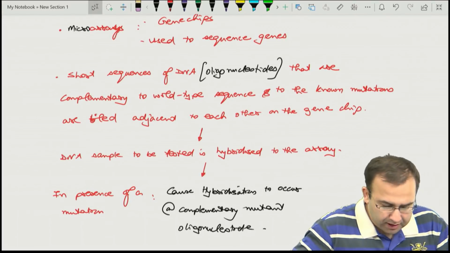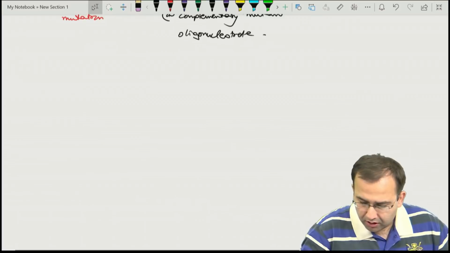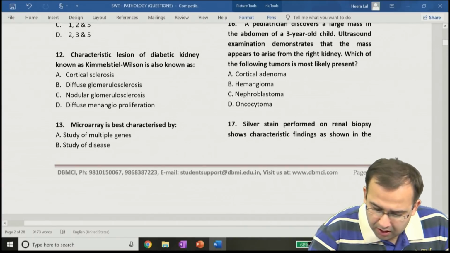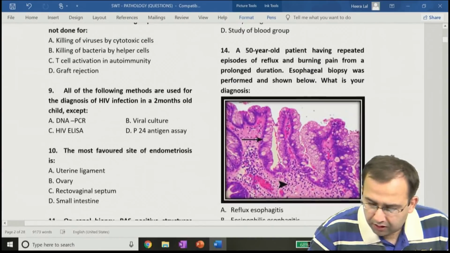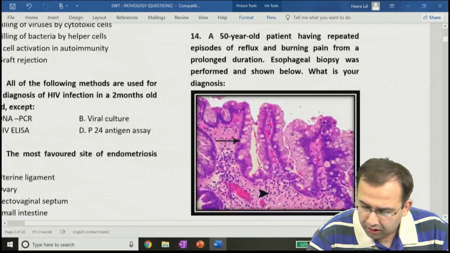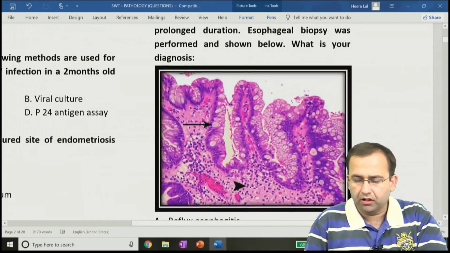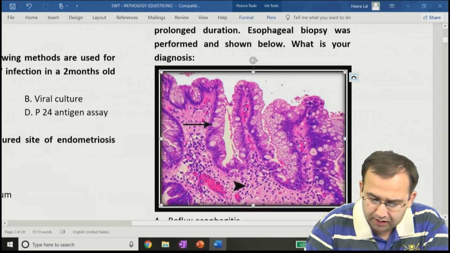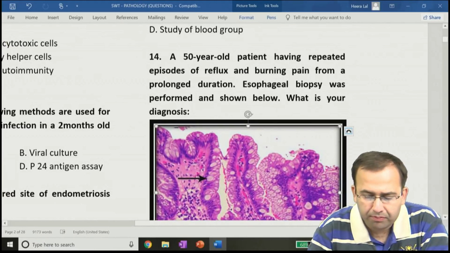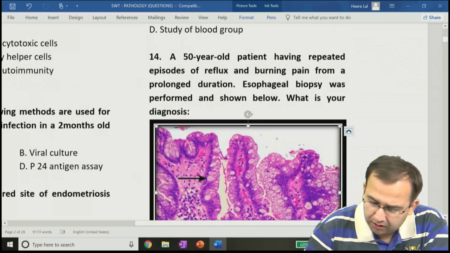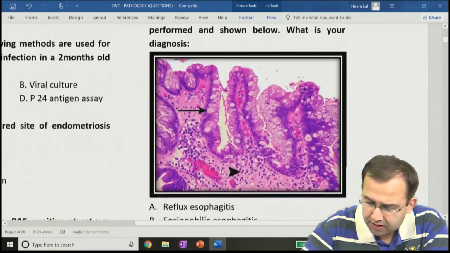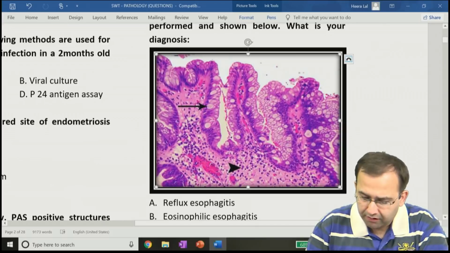Next point, this gets us to our next question, question 14. Now in this question, even the history is not needed. Let us though have a look at the history. It says 50-year-old male, reflux, burning pain, biopsy is performed, what is the diagnosis? Have a look at this question.